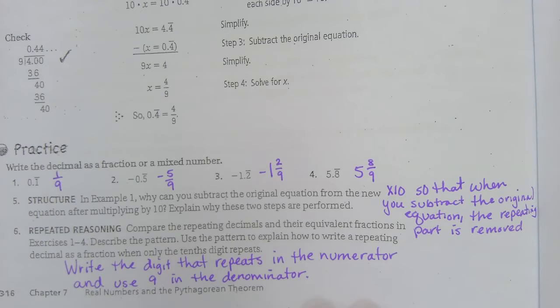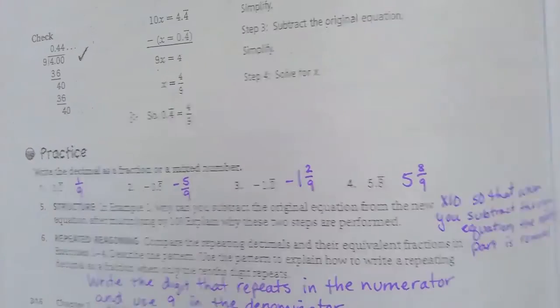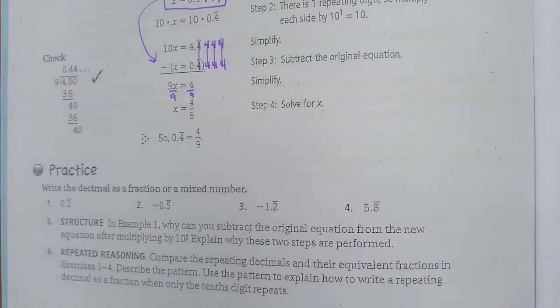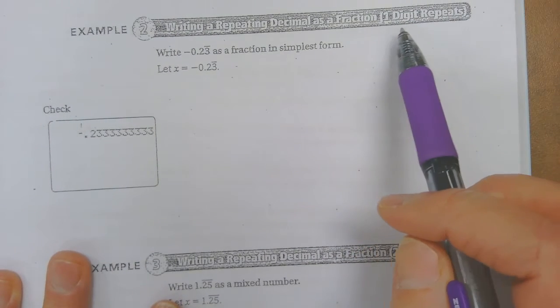And part 6, compare the repeating decimals and their equivalent fractions in exercises 1 through 4. This is kind of what I've already talked to you about. You write the digit that repeats in the numerator and use 9 in the denominator. Okay, now let's look at the next part. So we're going to write a repeating decimal as a fraction.